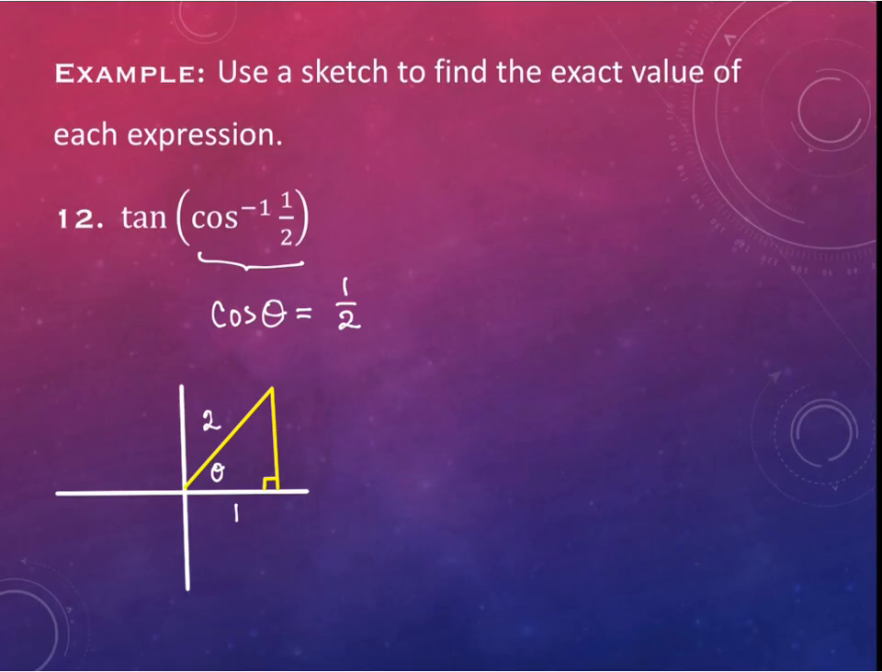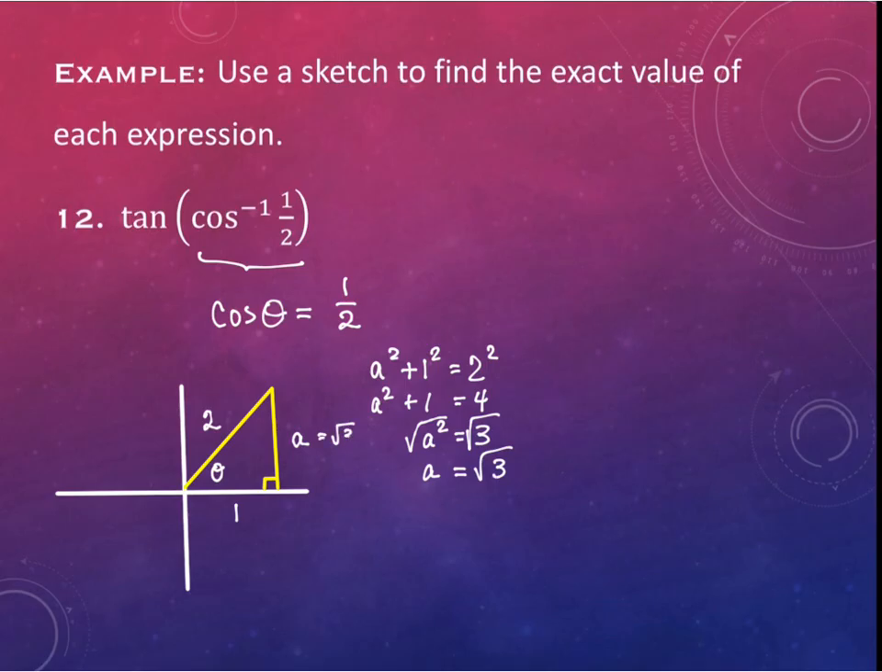So let's just call it a. So a squared plus 1 squared is equal to 2 squared. So 1 squared is 1 and 2 squared is 4. a squared would be 3. So what will a be? Square root, yeah. So square root of 3. So my third side over here is square root of 3.